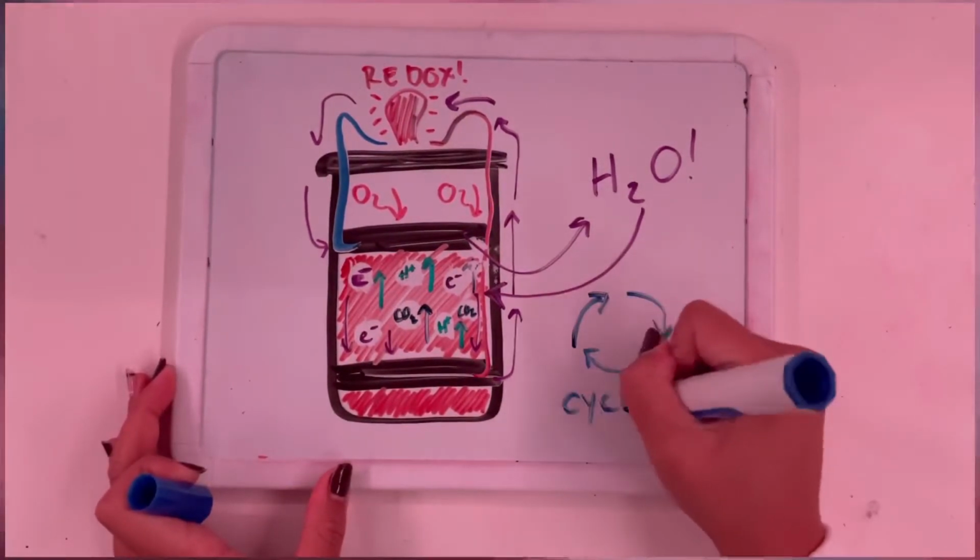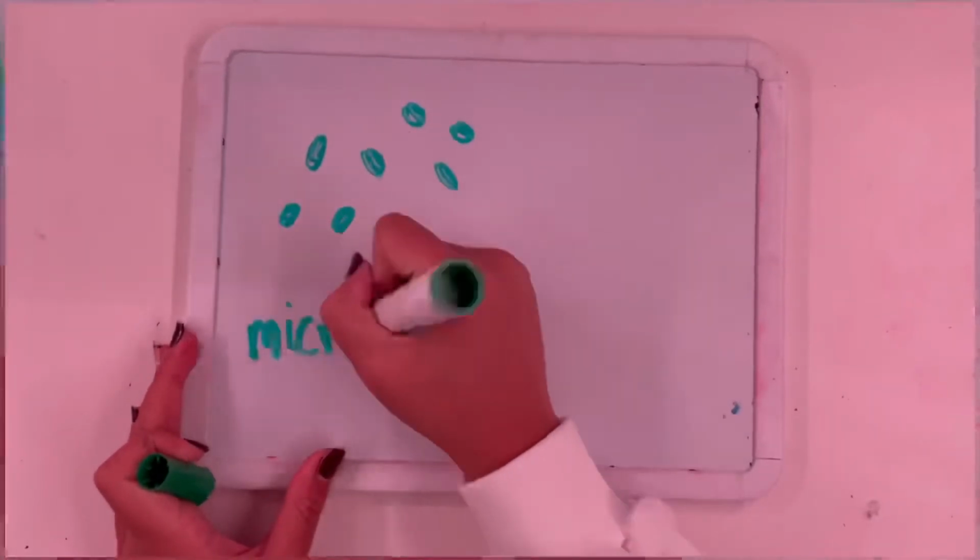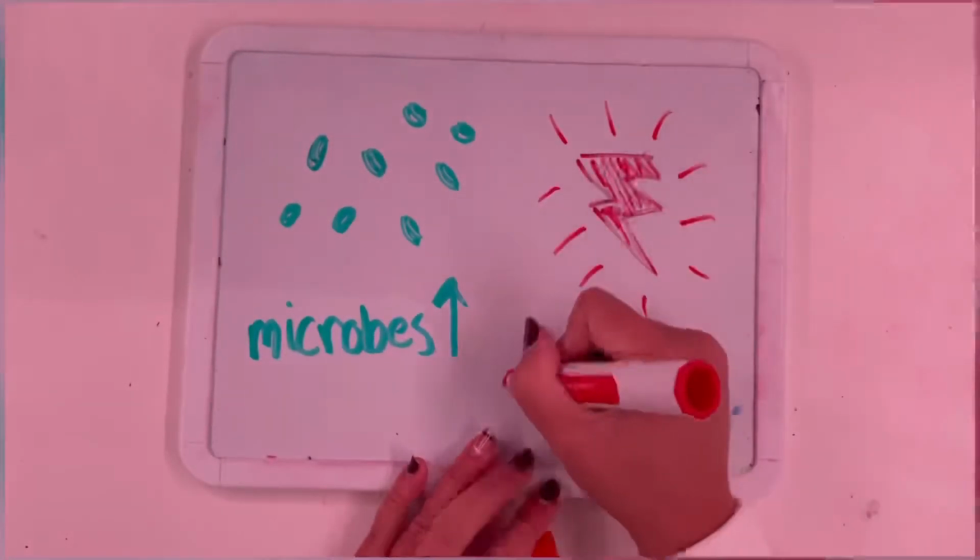This cycle repeats as the colony of microbes grows within the cell, and as the number of microbes increases, the voltage produced by the cell also increases. So, why does the microbial fuel cell matter? Don't we already have other ways to produce electricity?